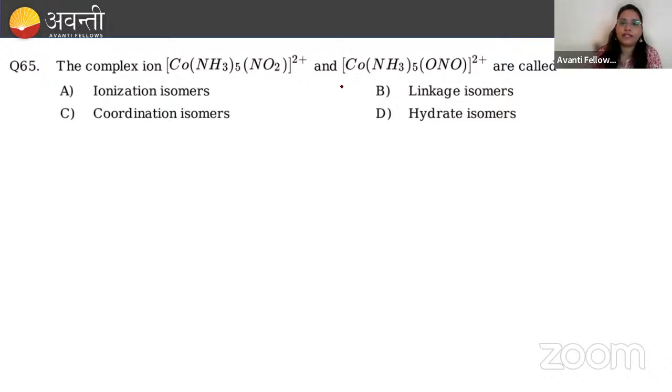We have talked about this in our coordination chemistry session. NO2 is there and ONO is there. Its linking is different. Since it is an ambidentate ligand, which can link through nitrogen and also through oxygen, it can form linkage isomers. So it is an ambidentate ligand and that's why it can form linkage isomers. Any doubt in this? We have solved this problem.